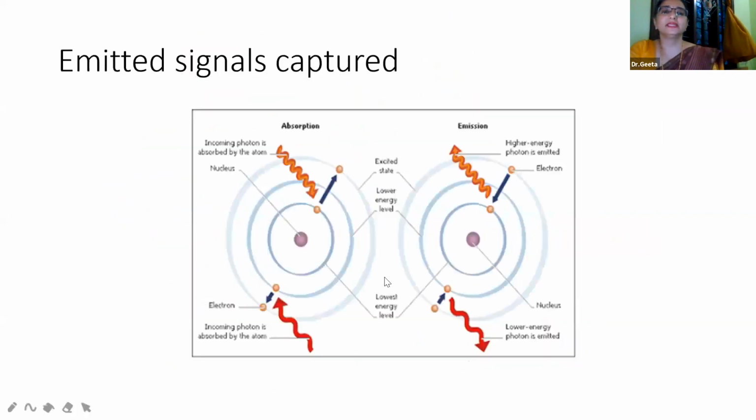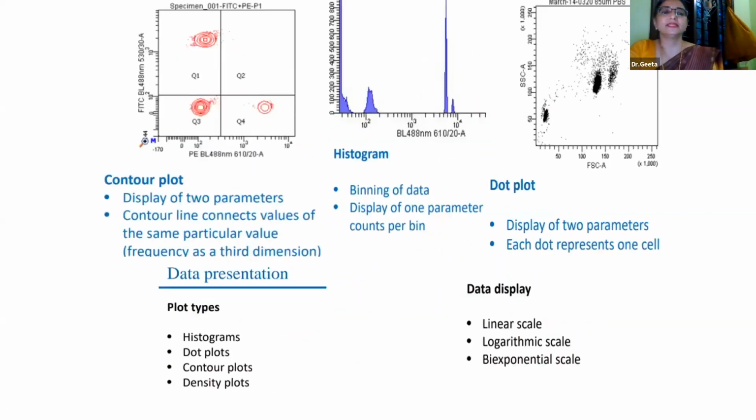So now these are the various methods of data representation. We have seen more commonly the scatterograms and the histograms. These are the contour plots. Here, the center part of these rings would be the area where the antigen is maximally present. So the maximum density of the antigen is the central part of these concentric circles. Then you have histograms and density plots.